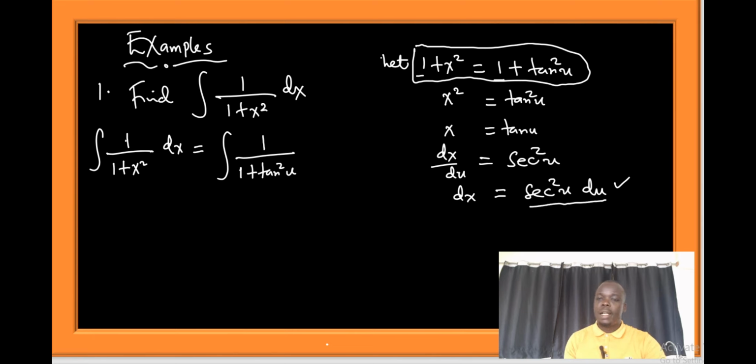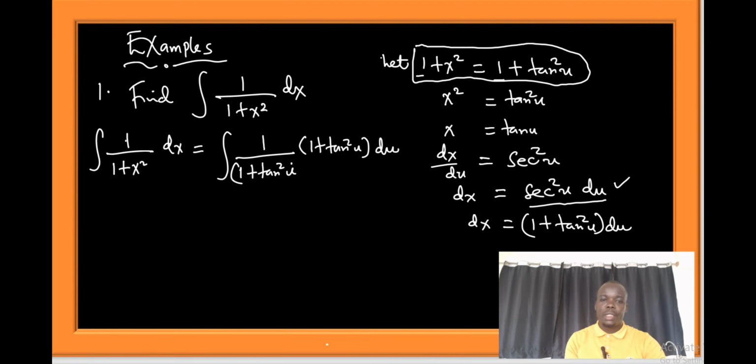But remember, sec squared u in this case is also as good as 1 plus tan squared u from one of the identities of trigonometry. That means our dx can be modified to that, and therefore it will be easy substituting that 1 plus tan squared u, so that we see easily that 1 plus tan squared u can cancel with 1 plus tan squared u as the denominator here.